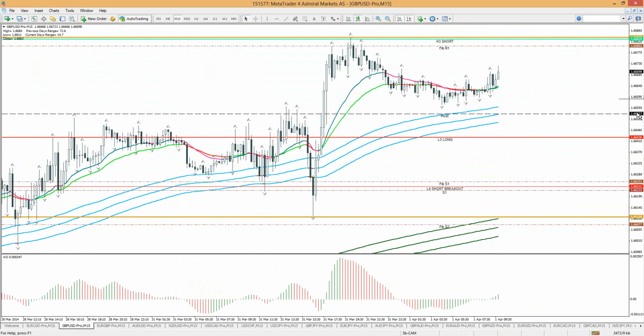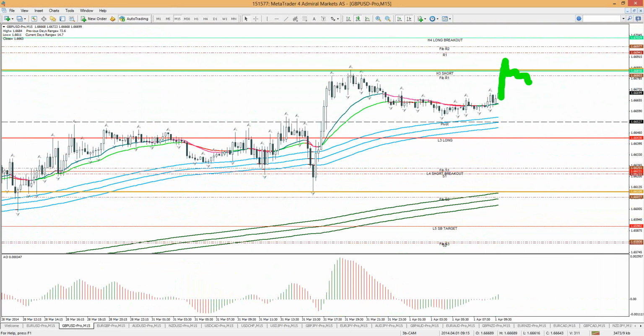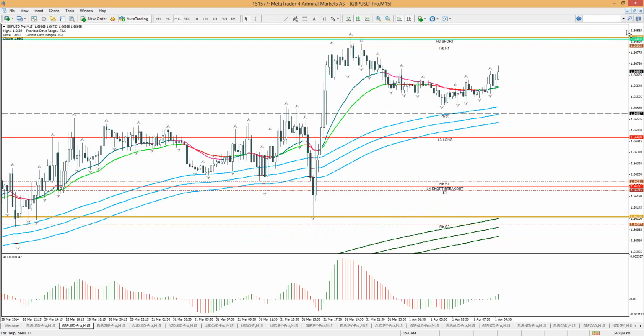However, if we break yesterday's high, obviously a break above yesterday's high, a hook back, and the next push up to the H4 and maybe H5 would be interesting. Okay, so that's something we can look for. I would say the bullishness looking a bit more interesting on the pound dollar than the downside.